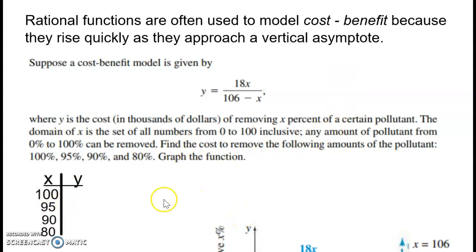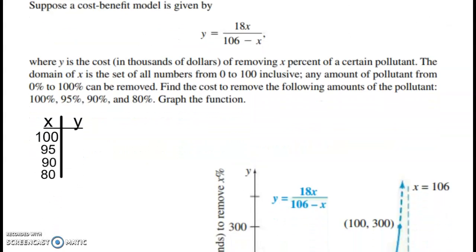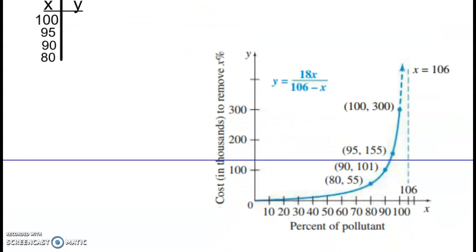So we put in some numbers and see what we get. Put in 100% for x, see what you get. Put in 100, put in 95%, 90%, 80%, and you just start getting an idea of what happens with this rational function. To save time, I have it graphed for you. When I put 100 in, I got 300. It's plotted at that point. 95 was 155, 90 was 101, 80 was 55.